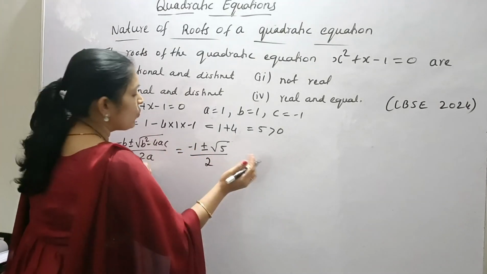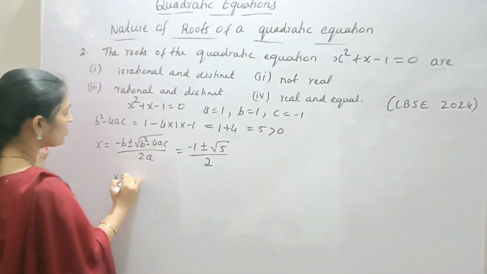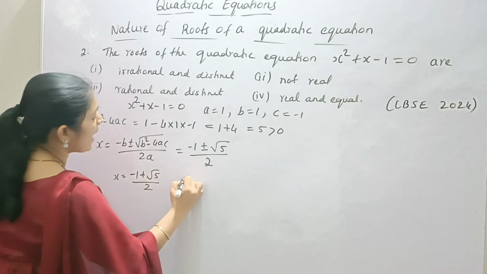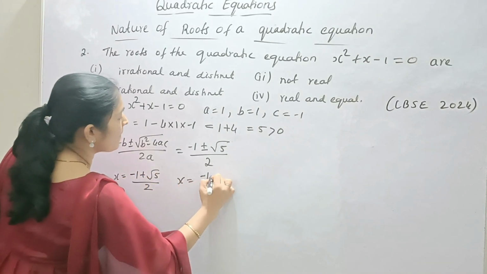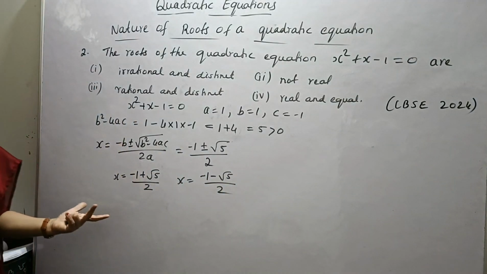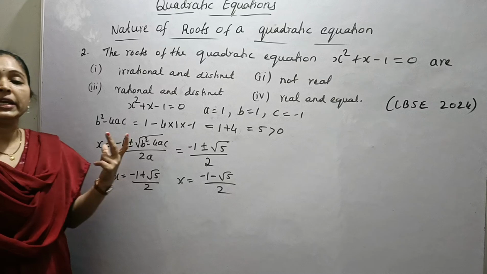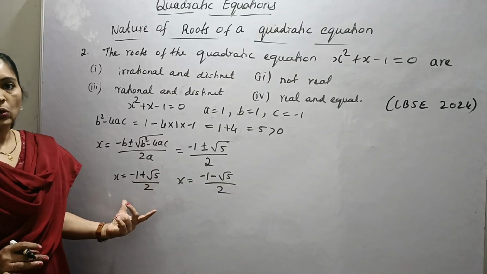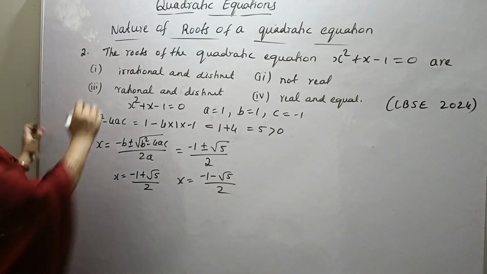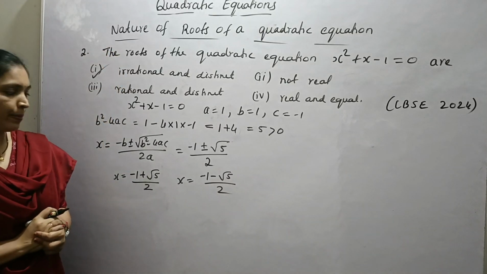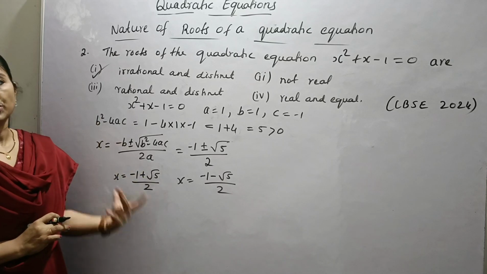Therefore, here what are the roots? x is equal to minus 1 plus root 5 divided by 2 and x is equal to minus 1 minus root 5 divided by 2. These are the roots. So here we have got irrational and distinct roots. So here is the correct answer, because root 5 is an irrational number. Therefore these roots are irrational.